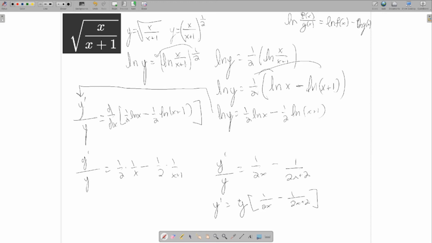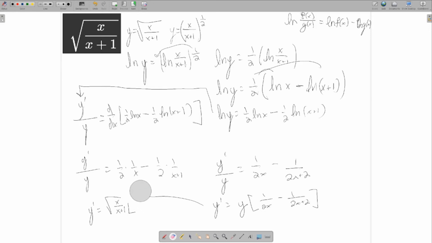And we can replace the y with, as originally defined, this. So we get everything in terms of x. And so we get y prime equals square root of x over x plus 1.